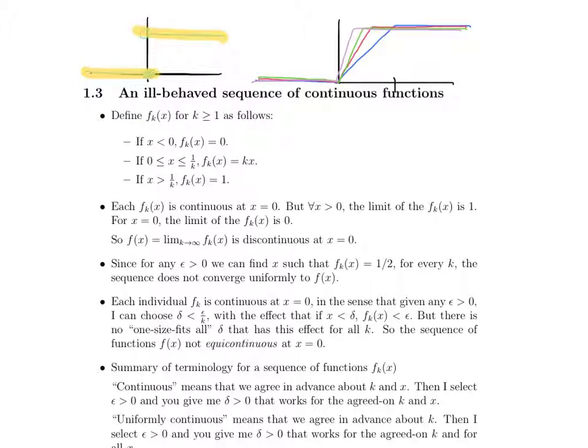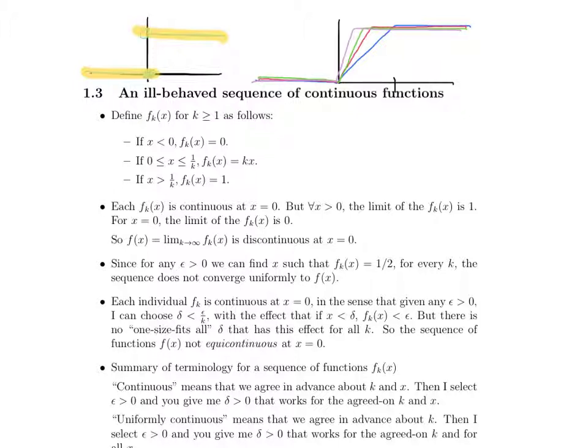So looking at this function, we can say, the sequence of functions, I should say, we can say that it's a sequence of continuous functions whose limit function is discontinuous at x equals 0. We also can say that the sequence of functions does not converge uniformly to the limit function. We can also say that this sequence of functions is not equicontinuous at x equals 0. There's not a particular epsilon delta partnership that works for every single function f sub k in the sequence there.